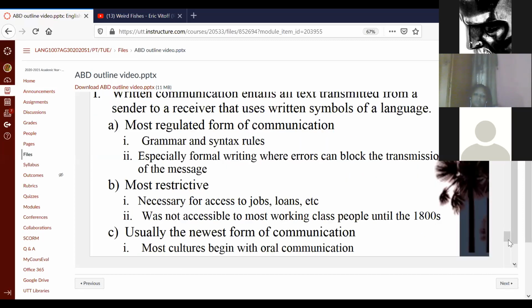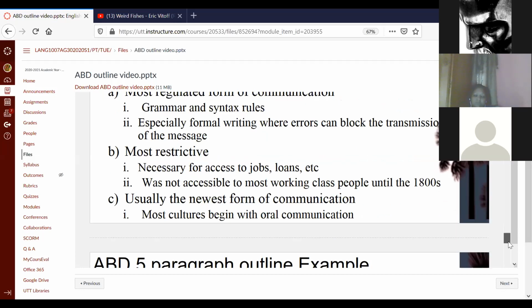So it's the most regulated form of communication. It relies very heavily on grammar and syntax rules. It tends to be more formal, is usually more restrictive because it's not a skill everybody has. And so it's often used in society to restrict access to certain things. And it's usually planned out in advance. It's the newest form of communication. Most cultures started with oral and visual communication.